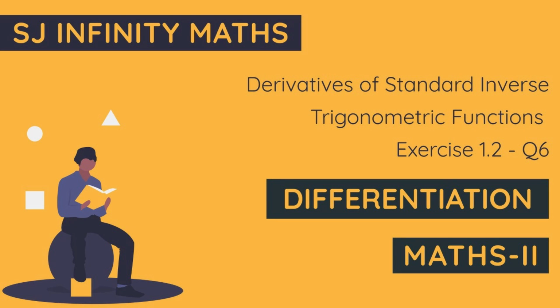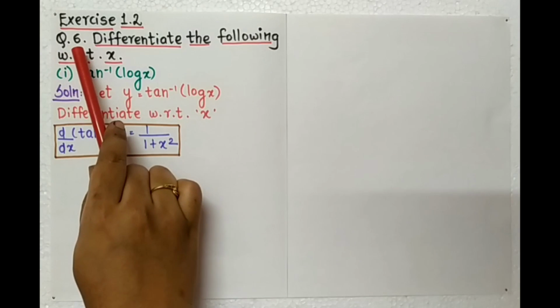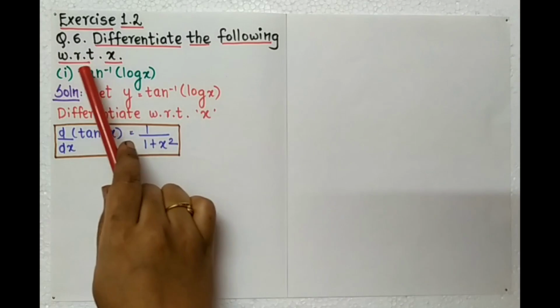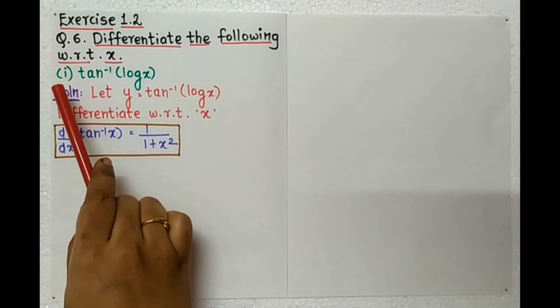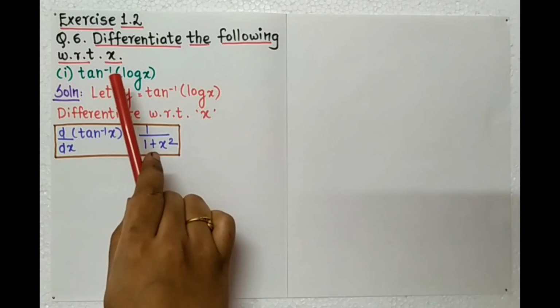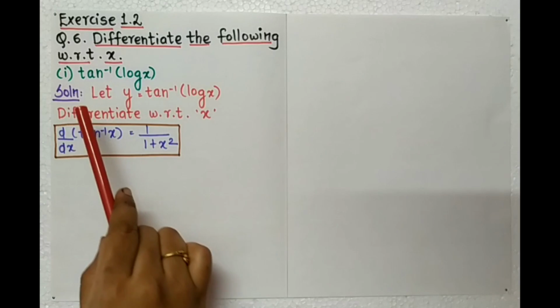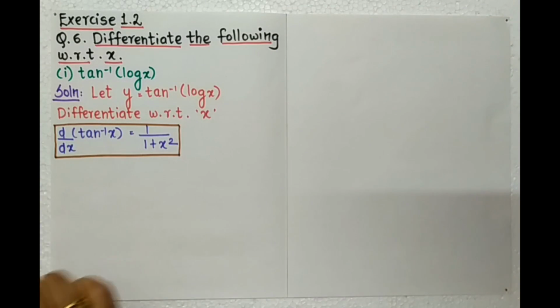Today we are going to solve question number 6 of exercise 1.2. Question number 6 says differentiate the following with respect to x. First question is tan inverse log of x. So the solution begins here.